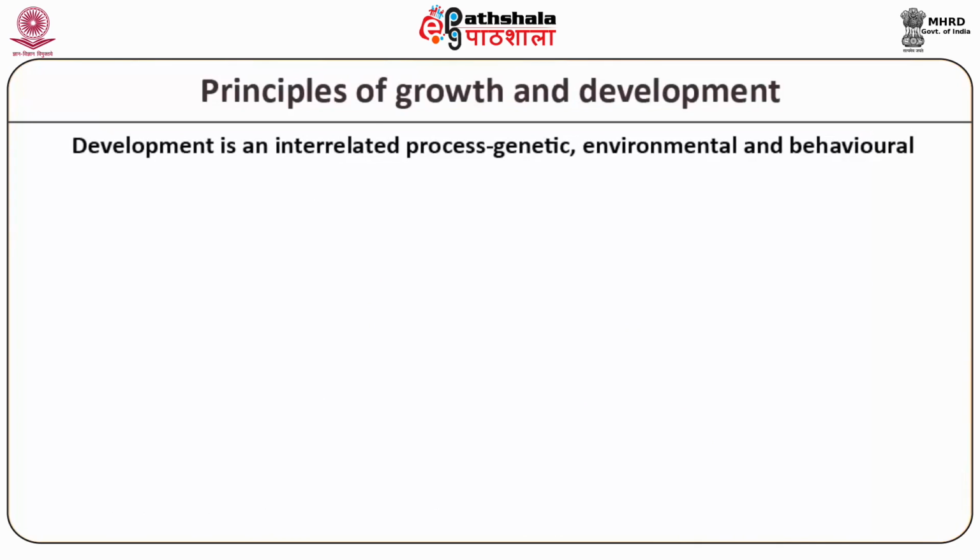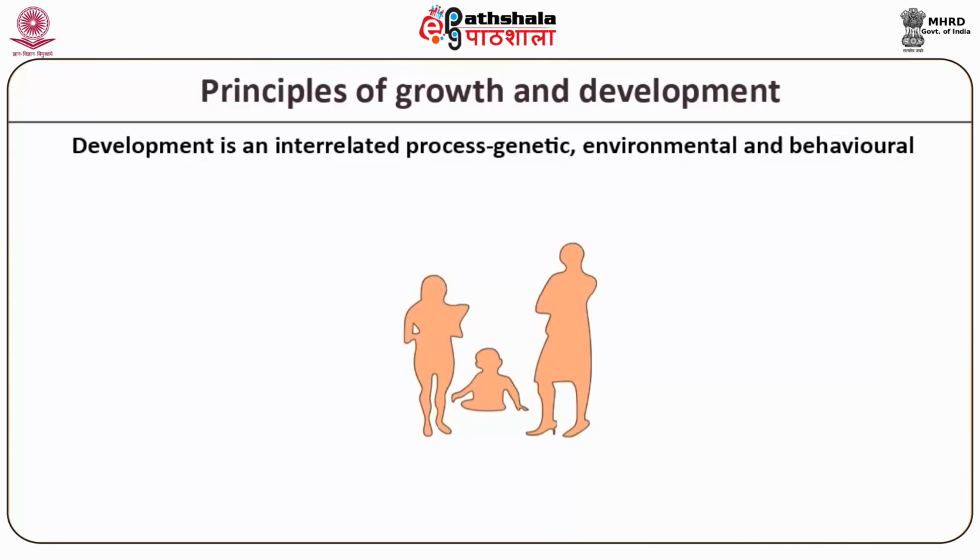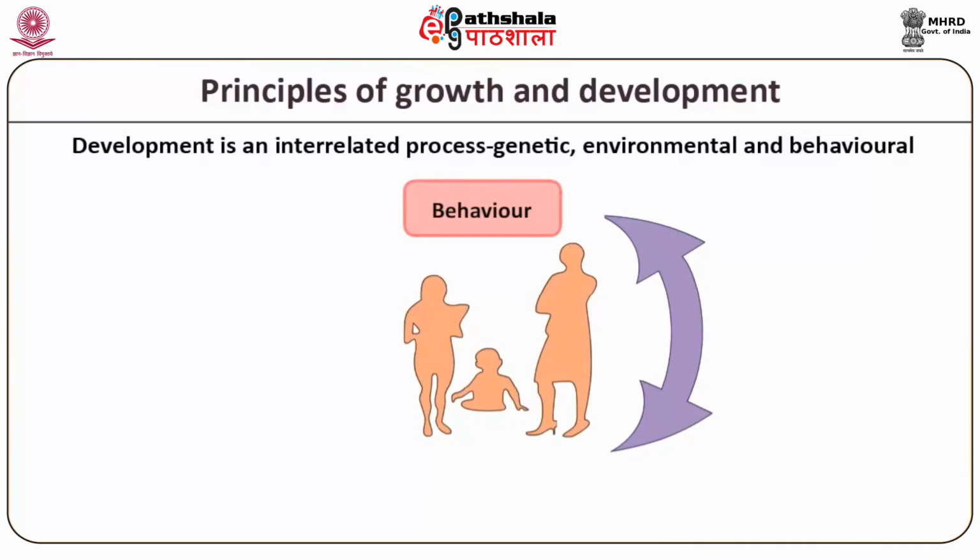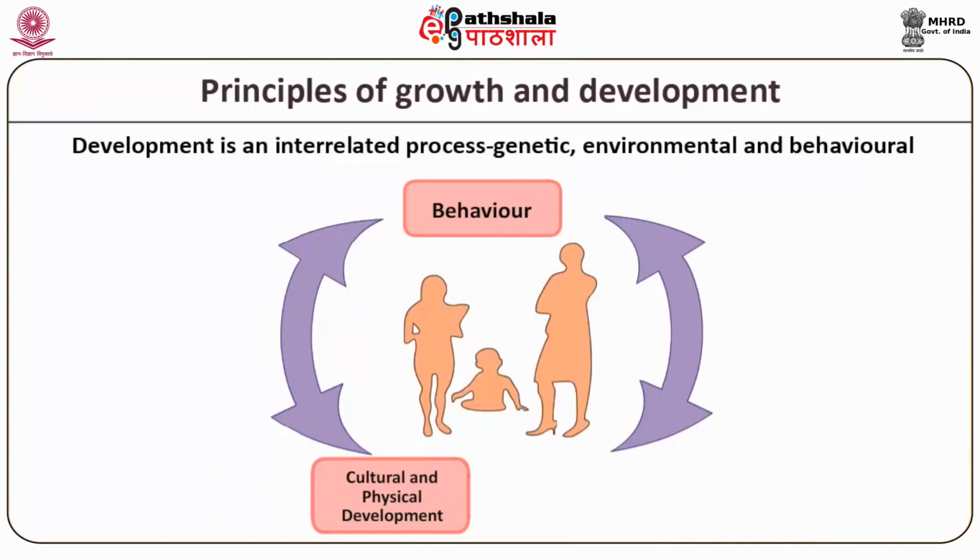Development is an interrelated process: genetic, environmental, and behavioral. The genes determine the potential of a child to achieve optimal development, but it is influenced by the socio-cultural and physical environment. Maturation, referring to the sequential development of cognitive and motor skills over time, interacts with the child's experiences in a given environment, leading to overall development.